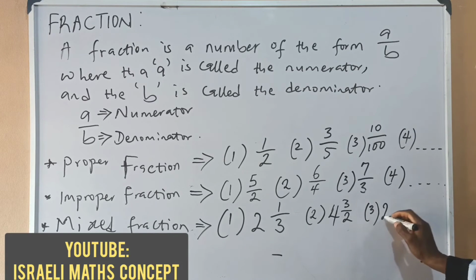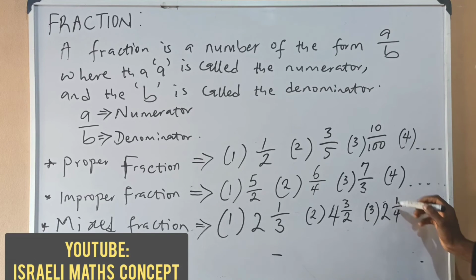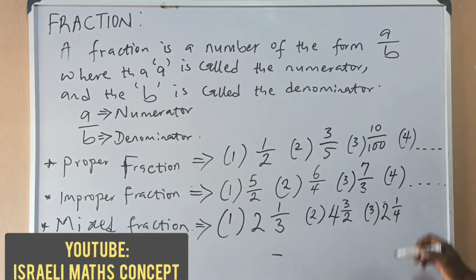So let's take another example, which is example 3. A fraction like 2 whole number, 1 over 4. This is also a type of fraction called mixed fraction because there is a whole number 2 and there is also a proper fraction, 1 all over 4. I guess you've learned the concept of mixed fraction.